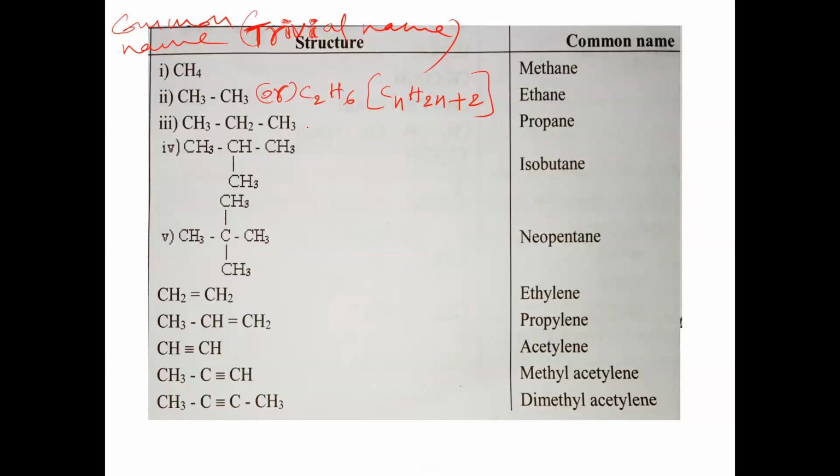And propane formula, tell me. C3H8. It is also an alkane, propane. So here propane also is the common name as well as the IUPAC name. So the first three members of alkanes have the common and IUPAC name both the same.